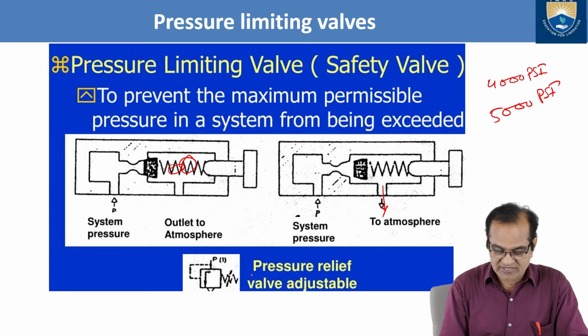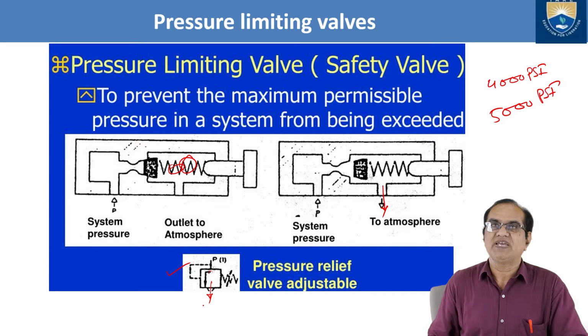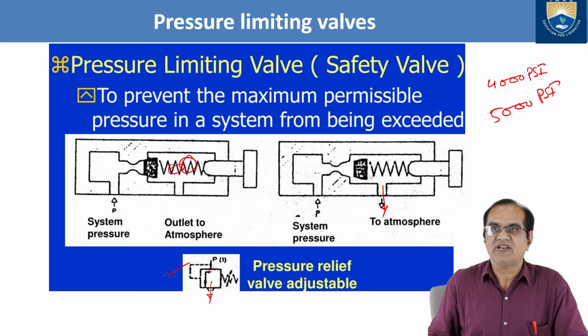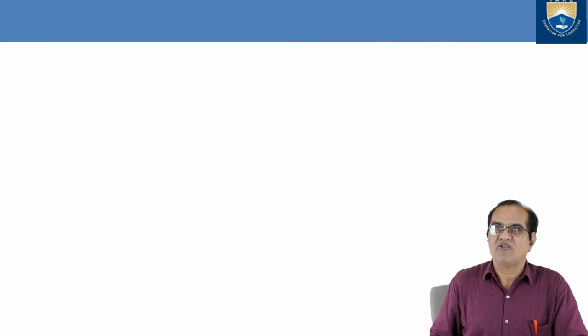This is the way, you can see here. It is shown here. Pressure input. Here is a spring and it will make sure that it will go to the atmosphere. In this way your pressure limiting valves are working. It is also called the pressure relief valve, adjustable valve.